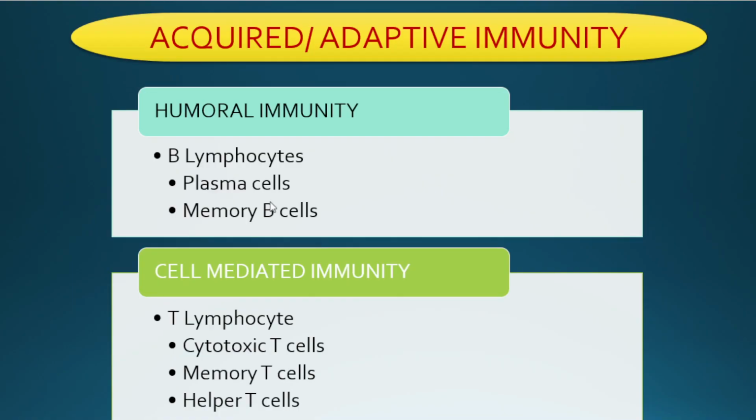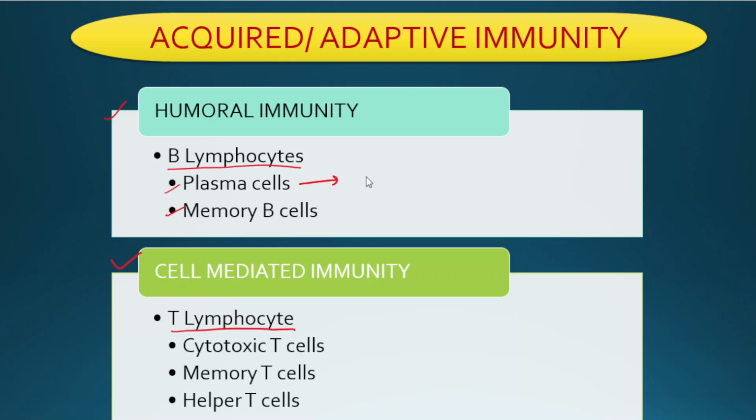When we go through the adaptive immunity or acquired immunity, we can categorize it into humoral and cell mediated immunity. Humoral immunity has a basic cell of B lymphocytes. Both immunities are carried out by the B lymphocyte and T lymphocyte cells that are present in the lymph nodes. The B lymphocyte produces plasma cells and memory B cells.